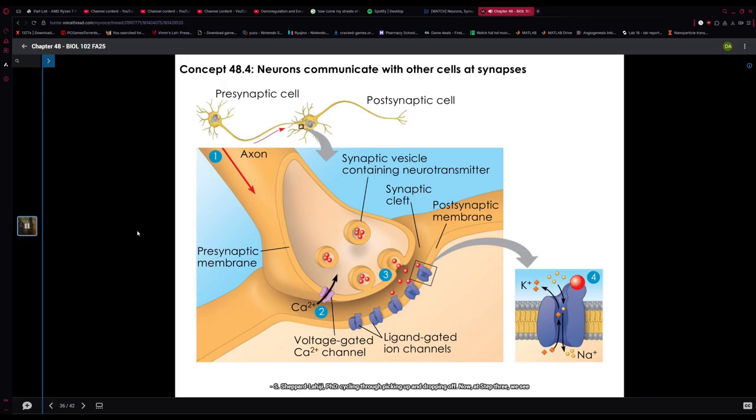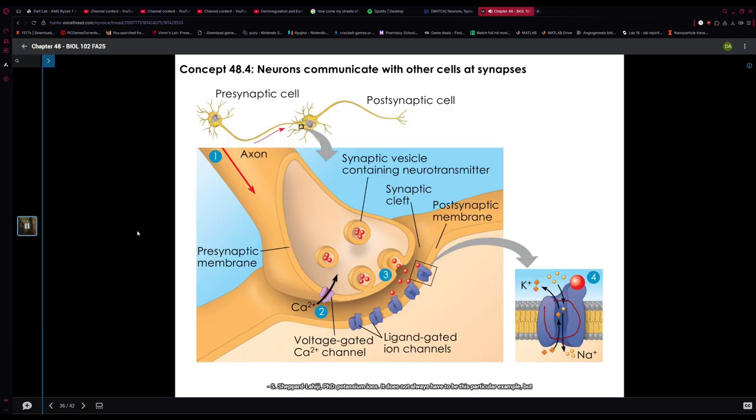Now, at step 3, we see that our molecules are going to diffuse across the synaptic cleft. And in this scenario, it is going to bind to a ligand-gated receptor, a concept we've talked about in cell communication as well. That ligand-gated receptor is located on the postsynaptic cell. So on the postsynaptic membrane, we have a ligand-gated receptor, and ligand binding by that neurotransmitter will cause the channels to open. And then these channels will allow for movement of, in this example, sodium ions and potassium ions.